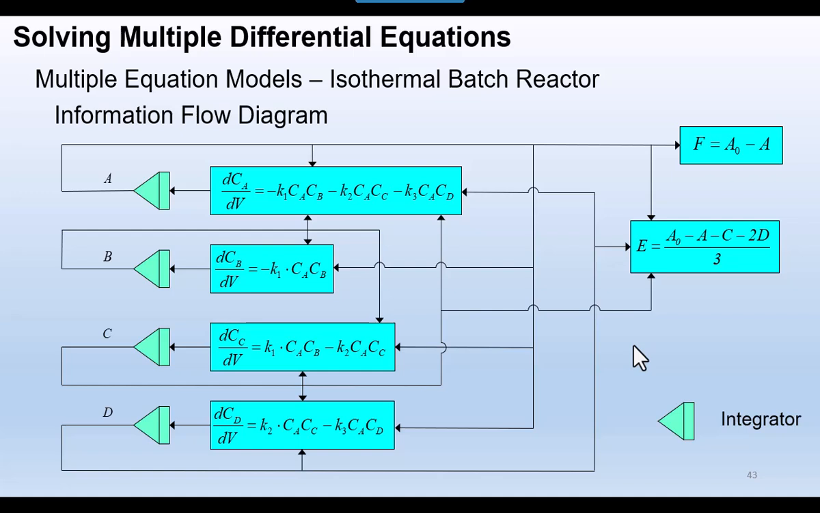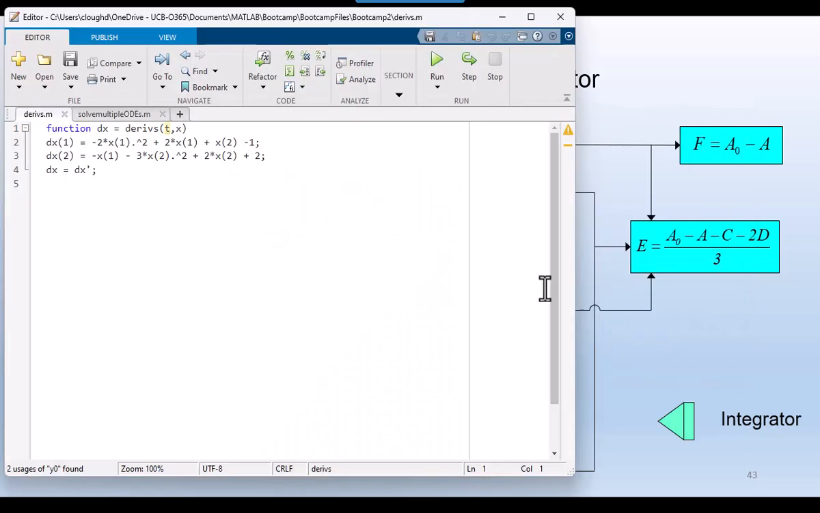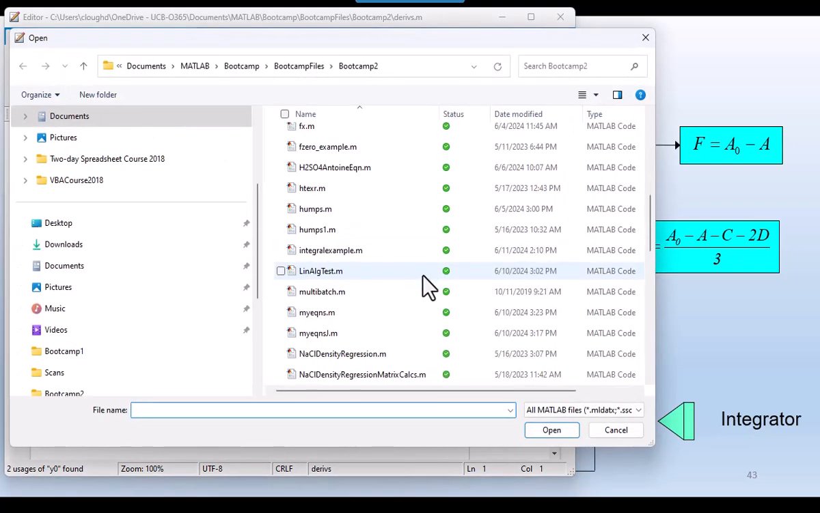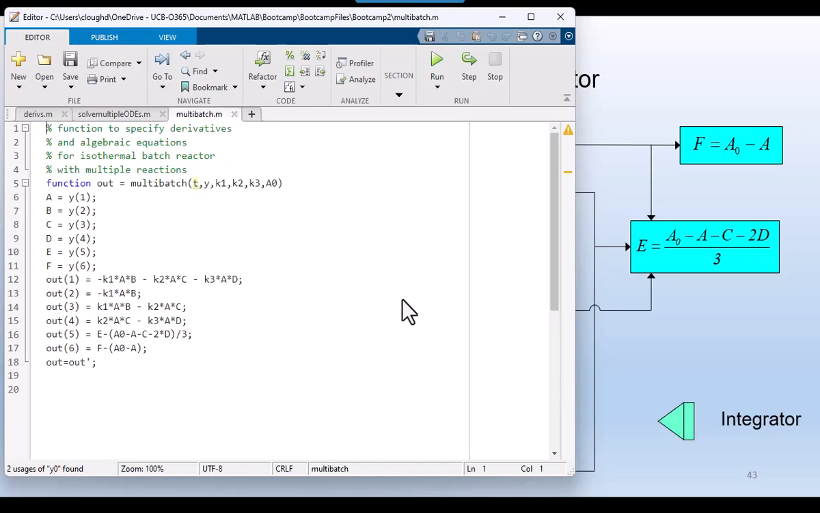So let us come back over and look at how we formulate the derivatives for the solution of this system. And that is in a script called multibatch. So here it is. What we have, and this again is typical, is our independent and our dependent variables. In this case, we've got 6 different dependent variables, A, B, C, D, E, F.